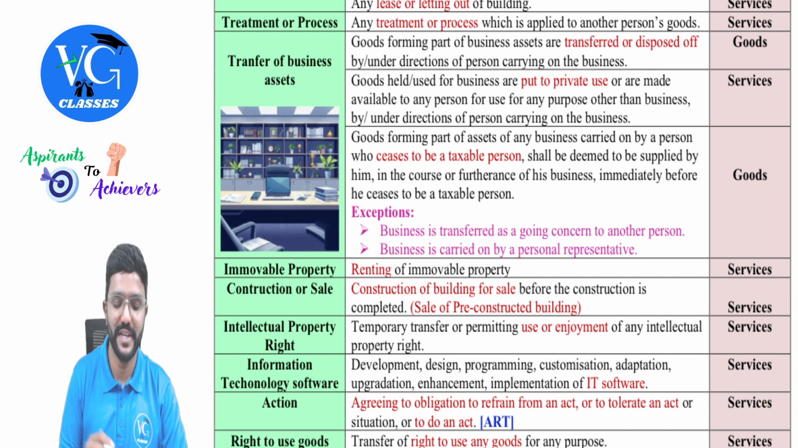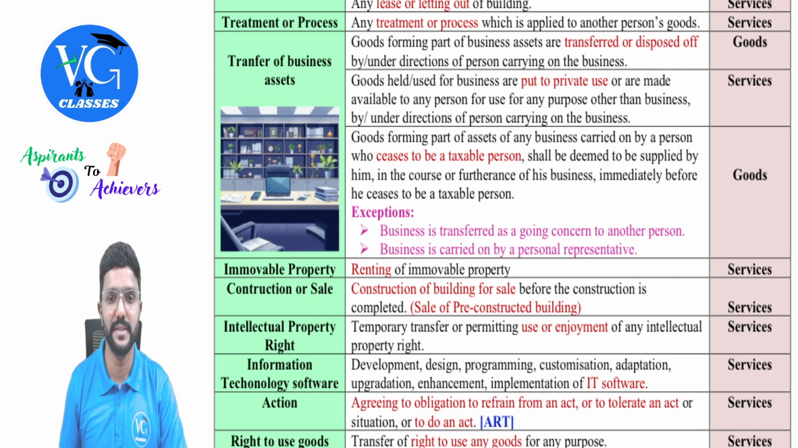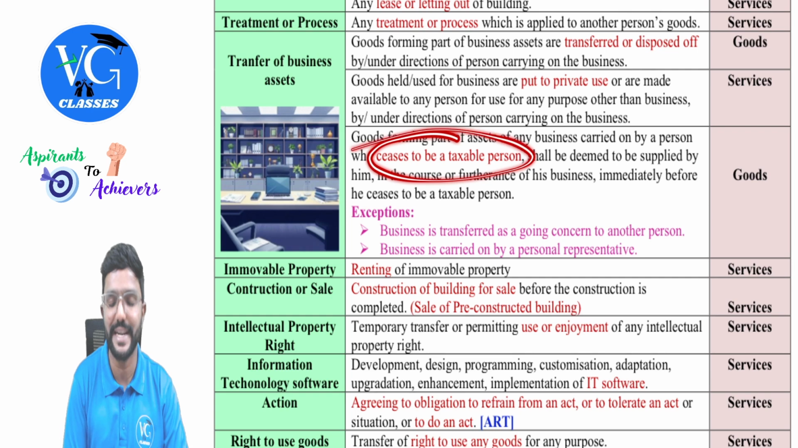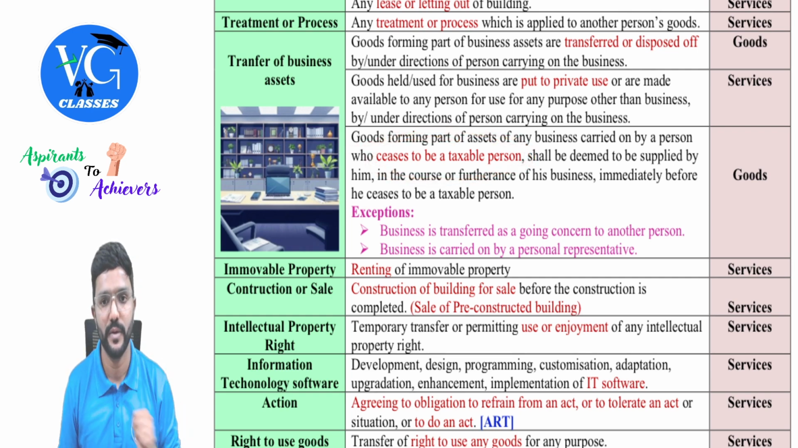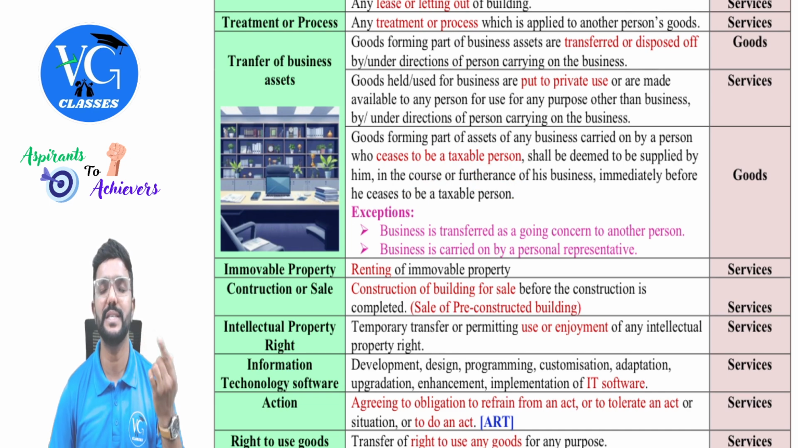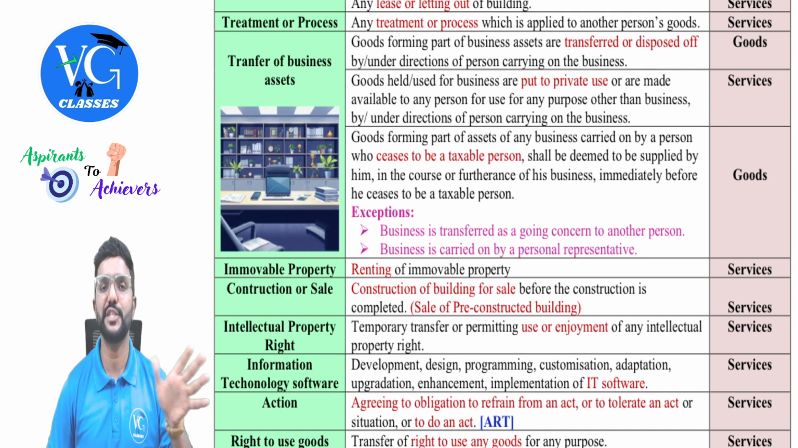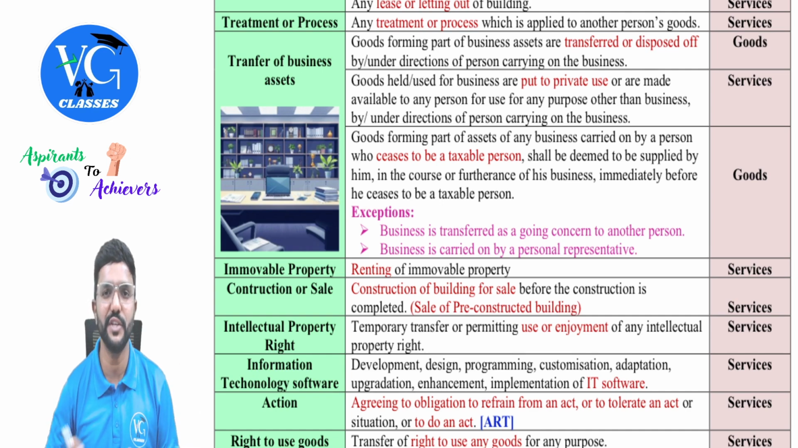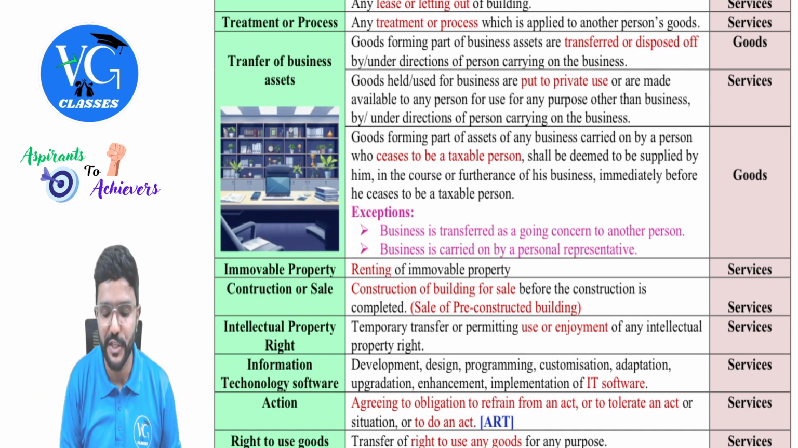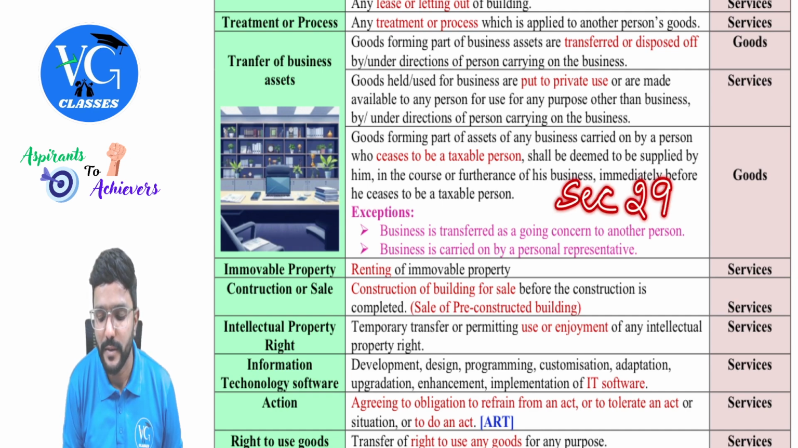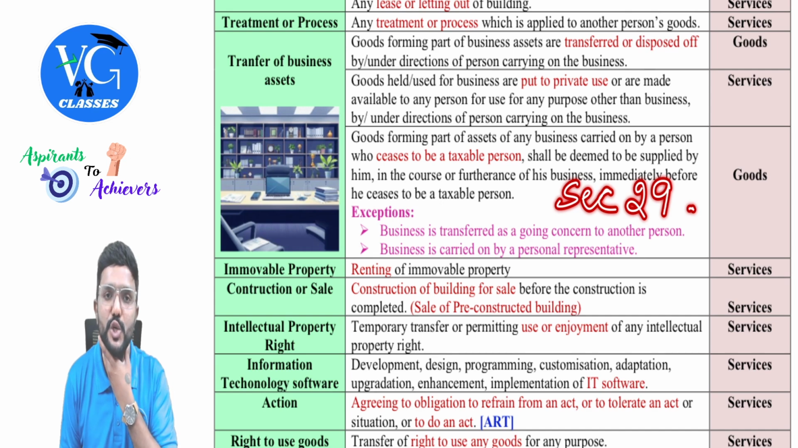Supply of services. Next, goods forming part of the assets of any business carried on by a person who ceases to be a taxable person, means whose registration is cancelled, shall be deemed to be supplied by him in the course or furtherance of business immediately before he ceases to be a taxable person. Okay. So first of all, who is a taxable person? The person who is registered or who is liable to be registered under GST. Assume, guys, I was registered under GST. Now for some reason, my registration is getting cancelled. I myself am asking for cancellation or the proper officer is cancelling my registration as per section 29. Cancellation of registration is covered in section 29, guys.